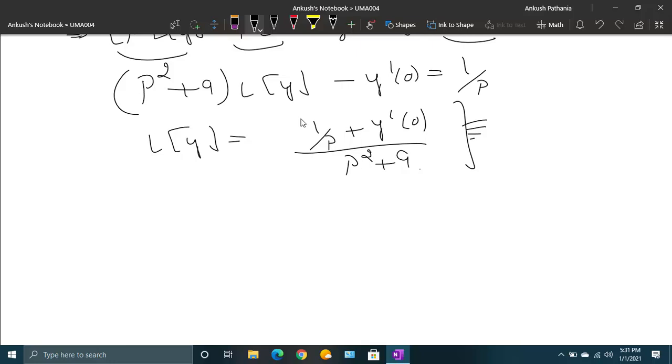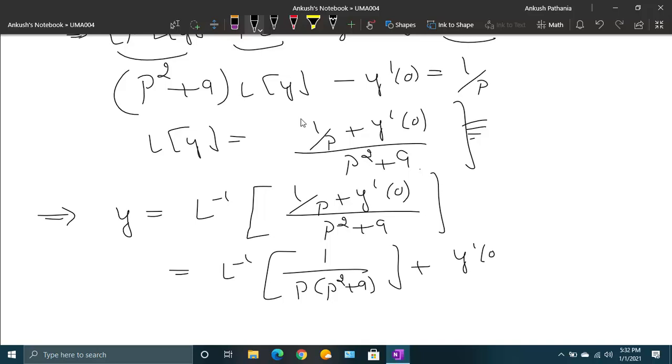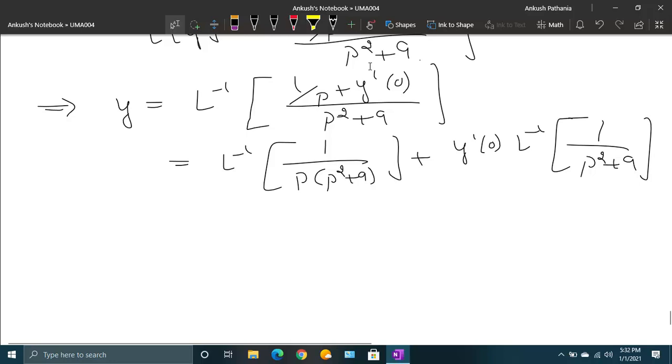Since we need y, we now take the Laplace inverse of this right hand side, and in this case it comes out to be Laplace inverse of 1 upon (p square plus 9) plus y dash 0, as it is constant. So let me write it properly as p square plus 9. I just take the terms separately. Can you see that this Laplace inverse is simply sine 3x by 3?